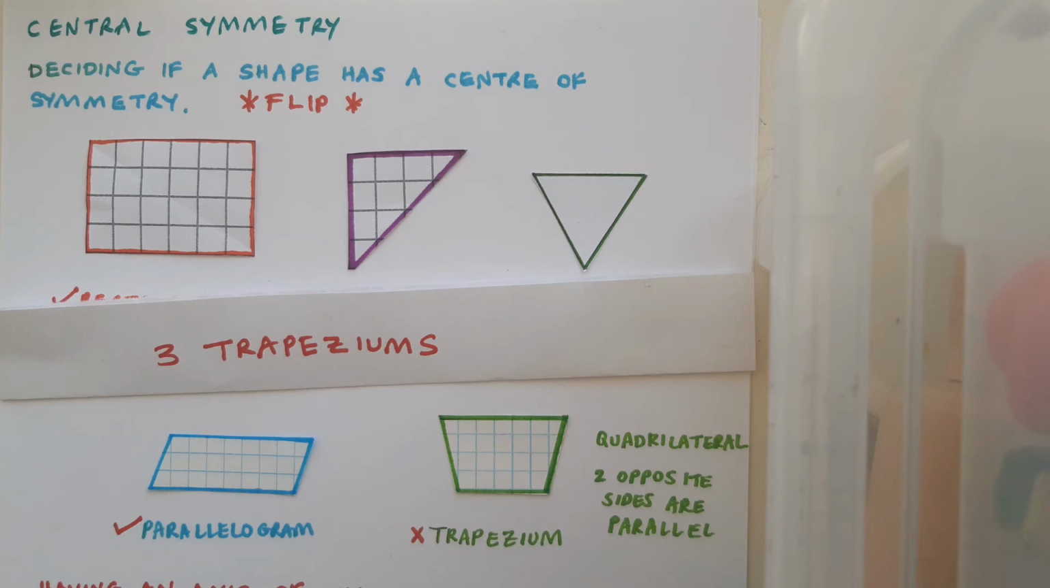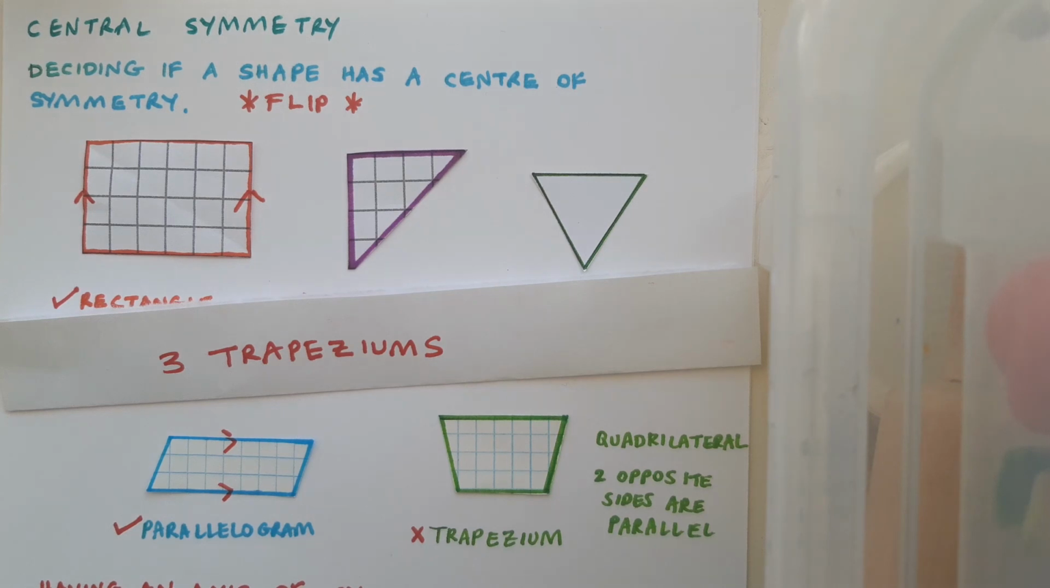You might also spot that your parallelogram is actually a trapezium, because it definitely has 2 opposite sides that are parallel. In fact, it has more than that, but it only has to meet that description in order to be a trapezium. It definitely has 2 opposite sides that are parallel, and it's a quadrilateral. So that parallelogram is a trapezium. So now can you spot the other one?